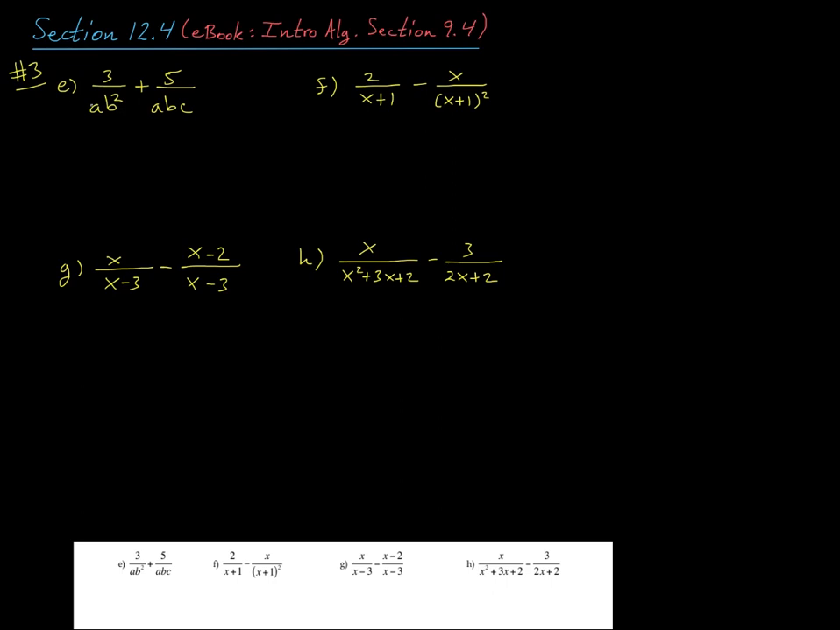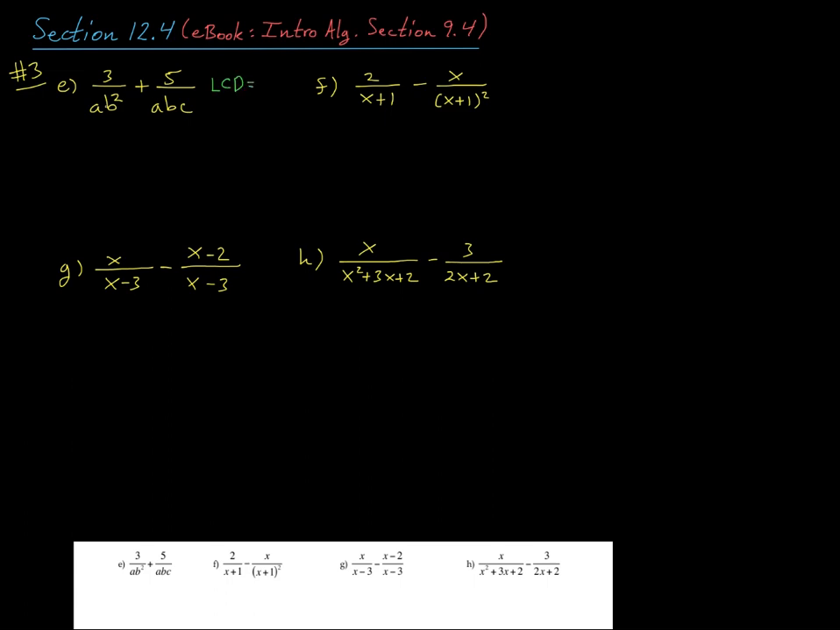All right, next up we'll look at question 3, parts E through H. And in part E, we see 3 over ab squared plus 5 over abc. And these denominators are not the same. And so for that, we're going to have to start by finding the least common denominator.